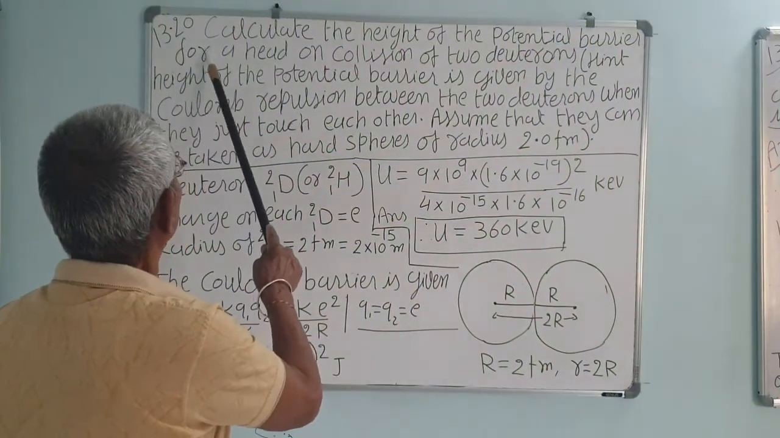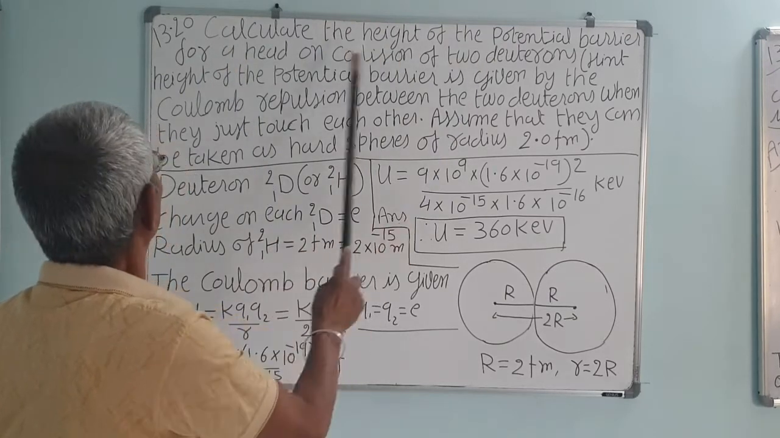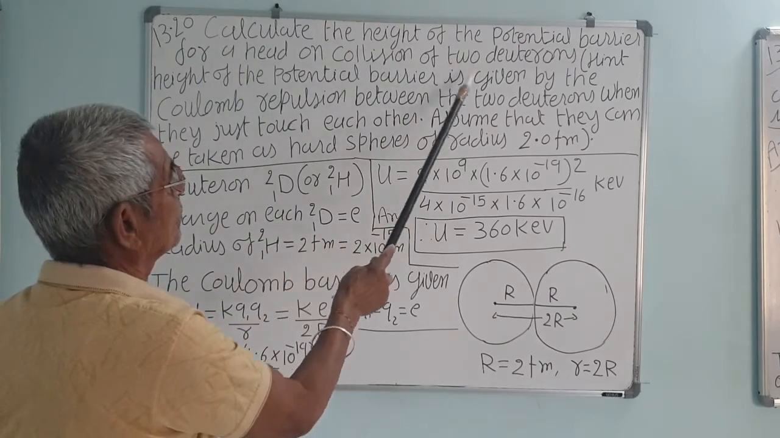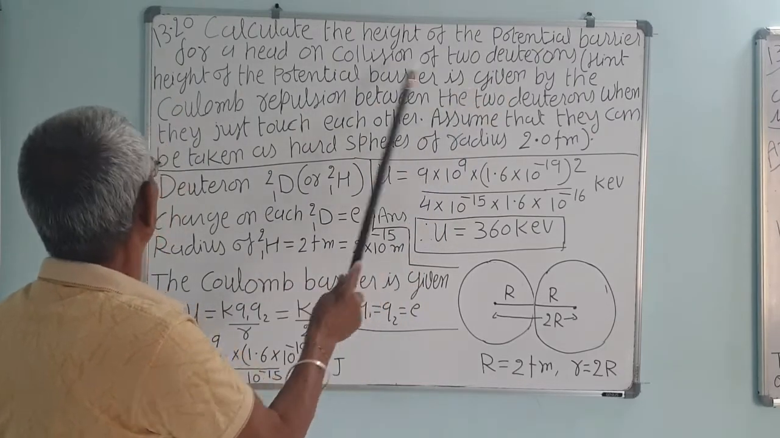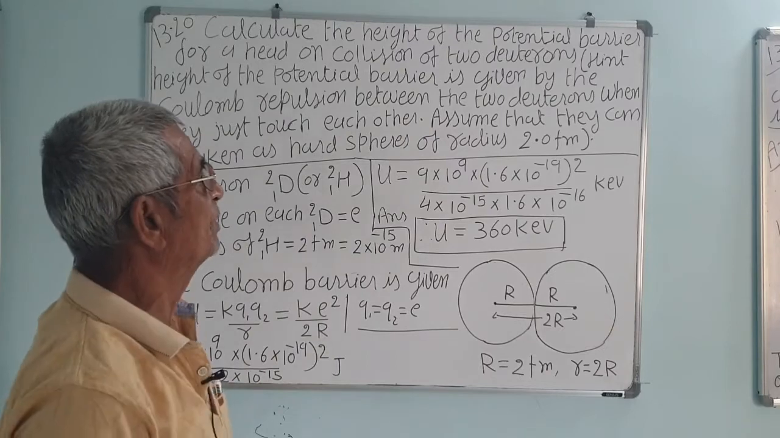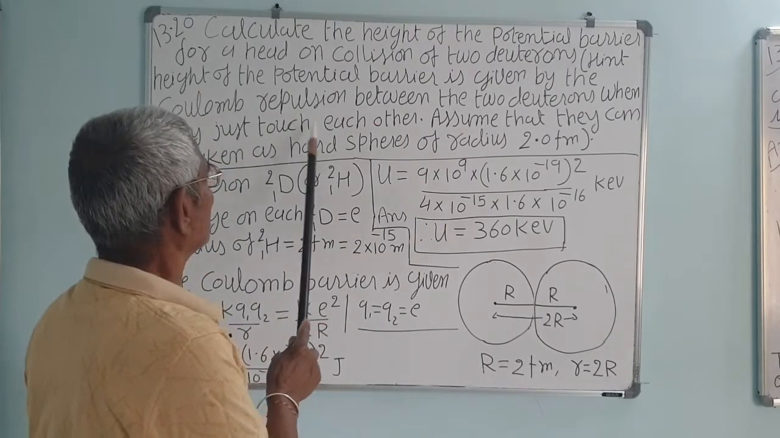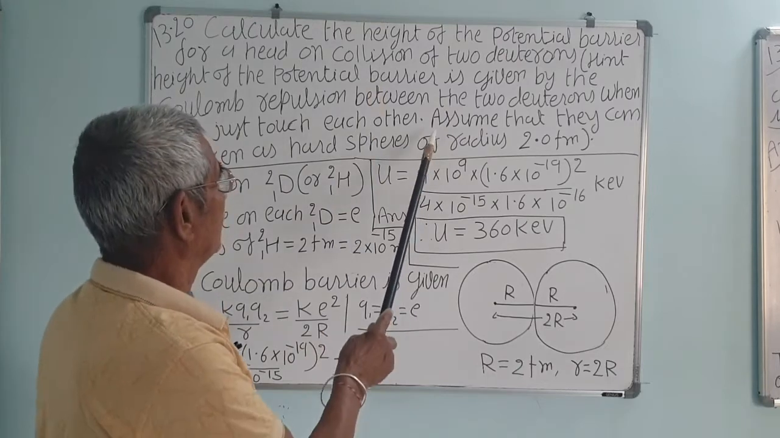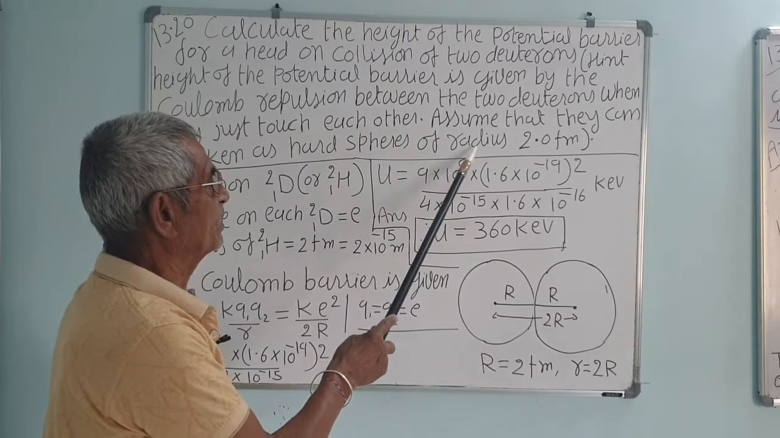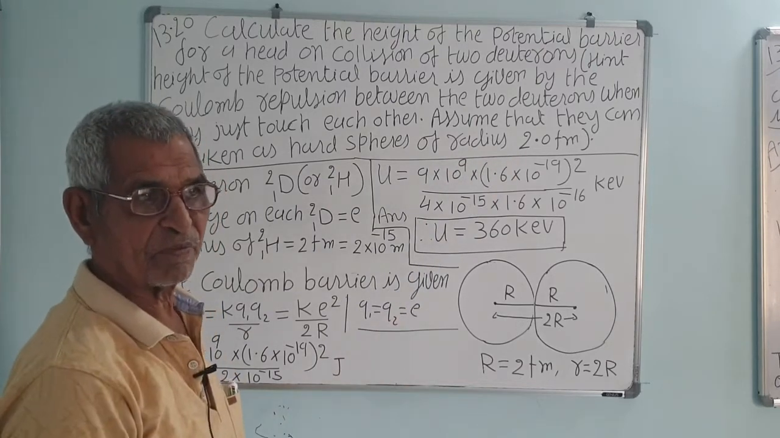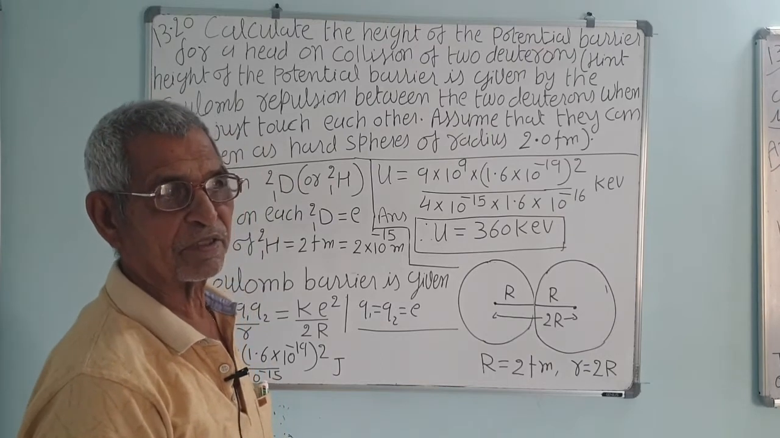Example 13.20. Calculate the height of the potential barrier for a head-on collision of two deuterons. It is given that the height of the potential barrier is given by the Coulomb repulsion between the two deuterons when they just touch each other. Assume that they can be taken as hard spheres of radius 2 fermi. 1 fermi is equal to 10 raised to minus 15 meters.